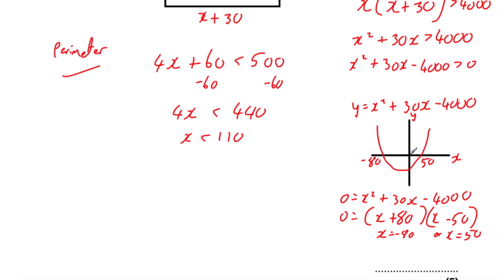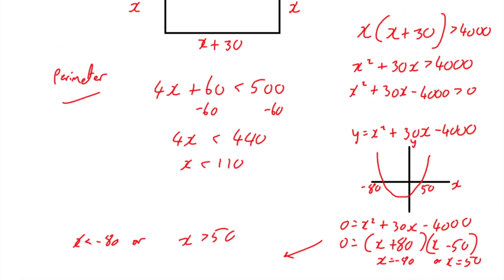Okay, so let's find those values of x. Any value of x that's bigger than 50 would work. So x is going to be bigger than 50. Or in terms of the left-hand side of this quadratic, any value of x that is less than minus 80 would work as well. So x is less than minus 80, or x is bigger than 50. They're the possible values of x which would satisfy this quadratic inequality.